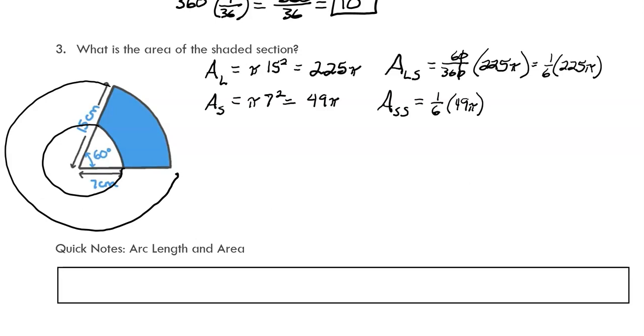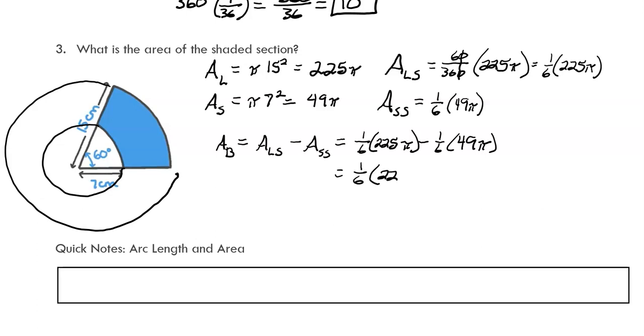Now I need to subtract these two to get the area of the blue. So the area of the blue is equal to the area of the large sector minus the area of the small sector, and those will equal 1/6 times 225 pi minus 1/6 times 49 pi. I'll factor out the 1/6 for now, and that gives me 225 pi minus 49 pi. 225 minus 49 is 176 pi. If I take 176 and divide it by 6, I will get a decimal. So changing that back to a fraction. That did not like me.